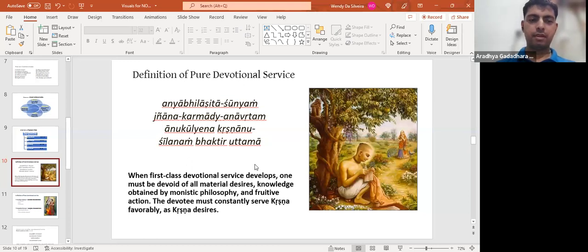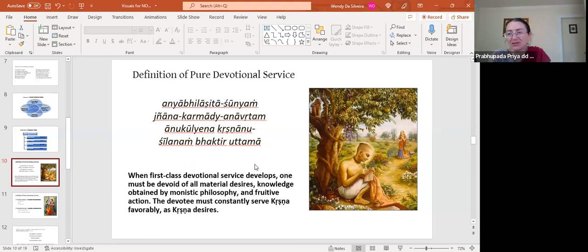Okay, perfect. Thank you so much. I was blanking out on that verse. So yeah, do you want to tell us what it means? Aradhi Gadadhar, you know the translation?